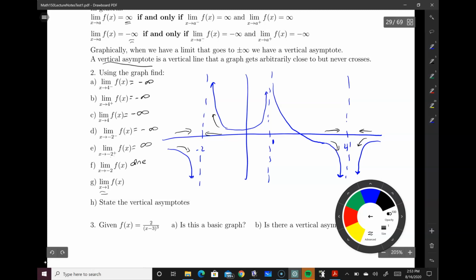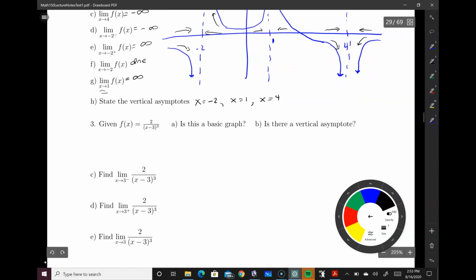This one, I'm not going to write down both parts, but it's implied you have to do both parts. So as I'm going towards 1, from both sides, I'm heading up to positive infinity. So the answer is positive infinity. So even just looking at this graph, I can see that the vertical asymptotes are x equals negative 2, x equals 1, and x equals 4.